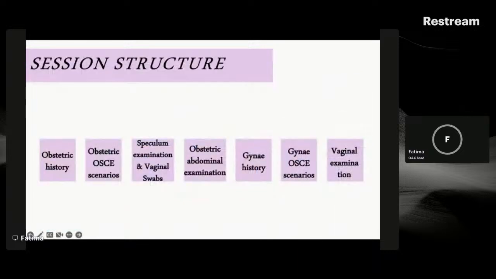Okay. Now, I know that was a lot to get through. Sorry about that. But what we've done today, in this session, is we went through obstetric history, the structure of an obstetric history, what the obstetric scenarios are that can come up in an OSCE or even in clinical practice, speculum examination, how to perform a speculum exam, how to perform vaginal swabs. We then went through how to perform an obstetric abdominal examination, gynecological history, gynecological scenarios, and a vaginal examination.